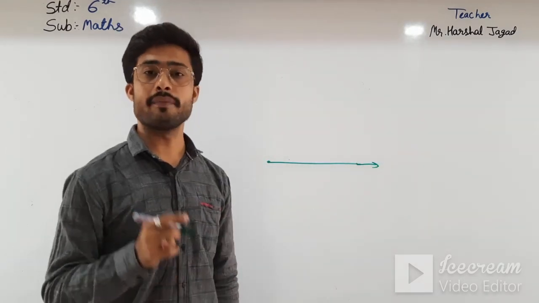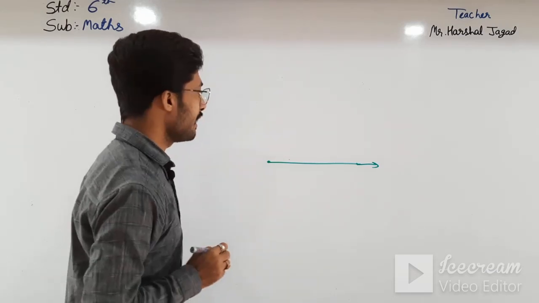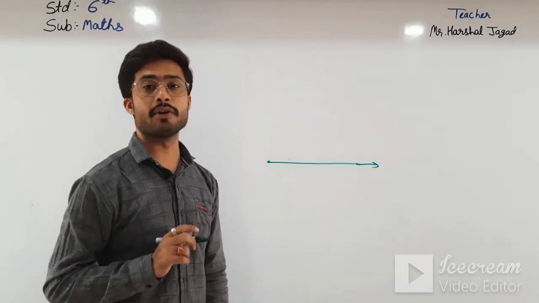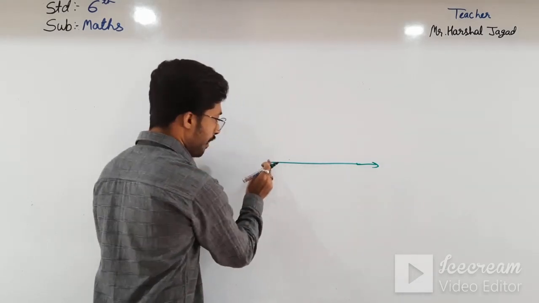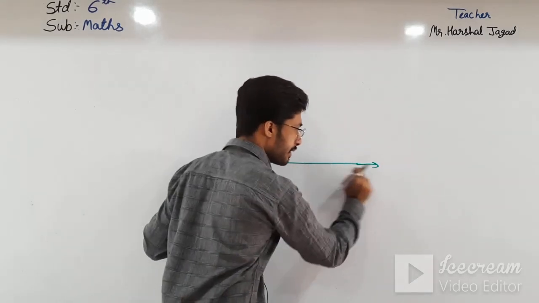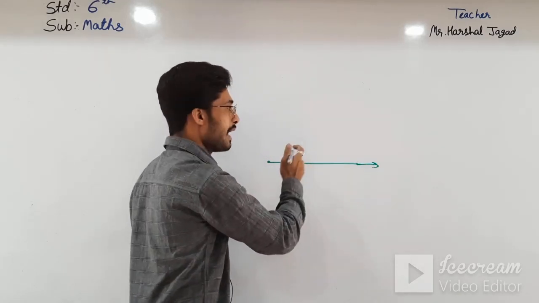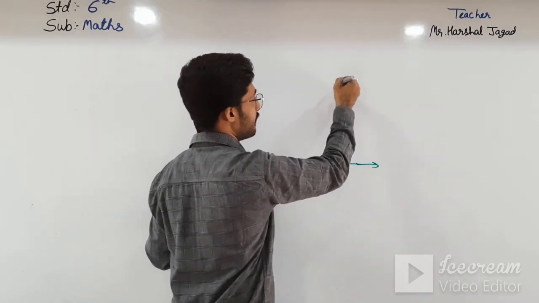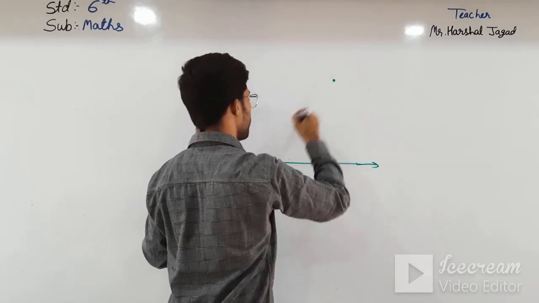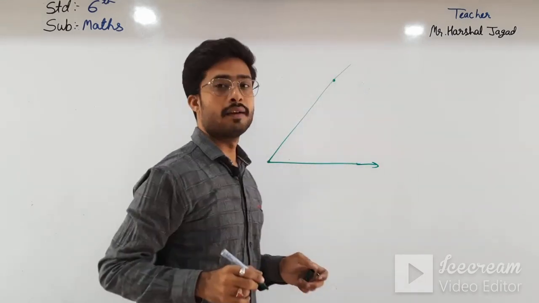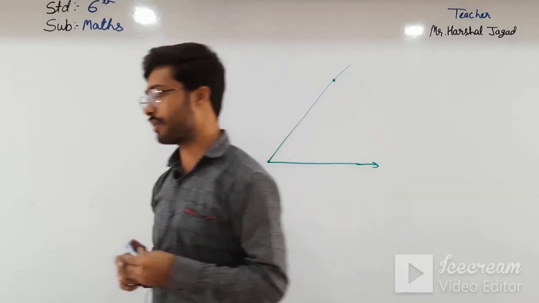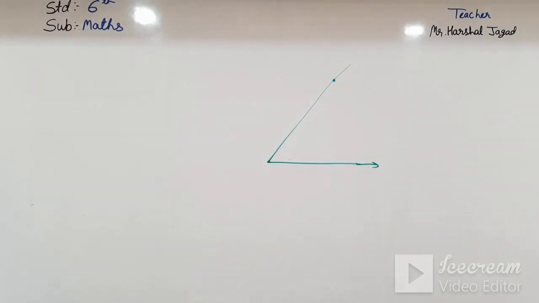In the exam it will be asked, okay students, that draw a 60 degree angle. Then you have to first draw this line and center point over here, and this line should be connected to zero, and then you have to mark where 60 degree comes. So it comes over here, then you put a point, then draw a line. Okay students, that will be asked, so you will need a protractor.